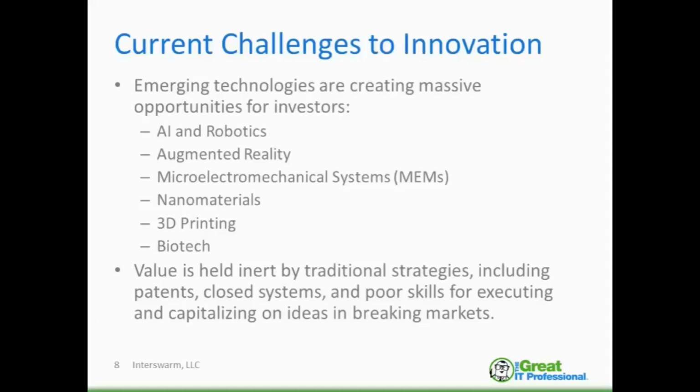But at this point, my argument is that patents, closed systems and poor skills are the result of that failure to capitalize on ideas, and especially in markets that are just breaking open. We're not going to be able to do it that traditional way anymore.